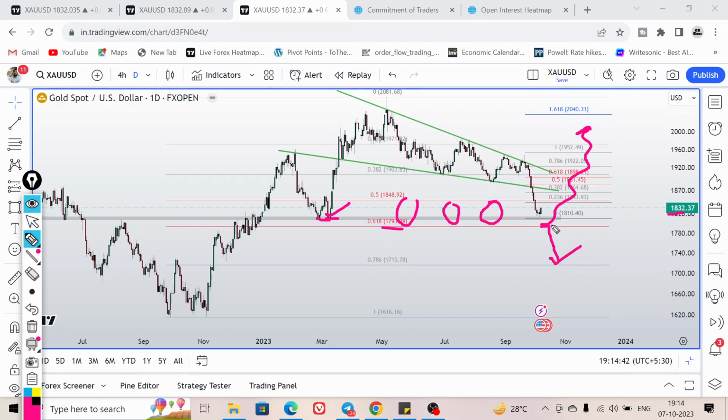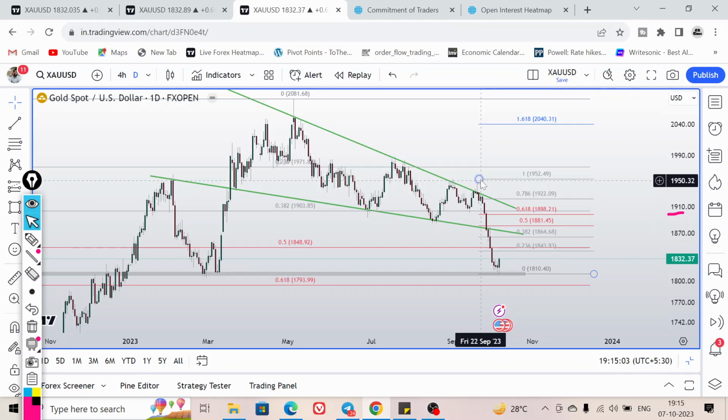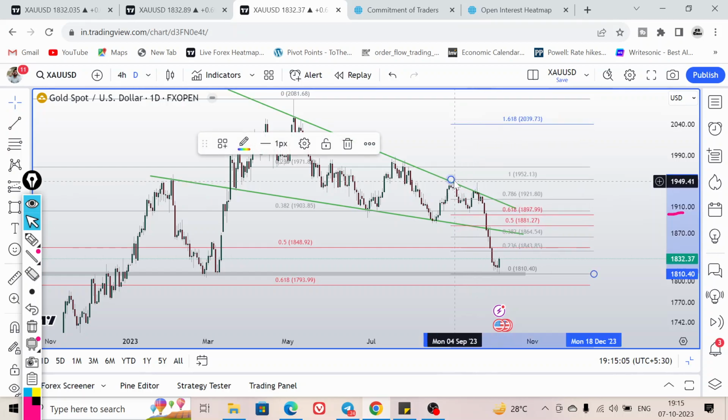So we can expect decline only on the breakdown of this level. But overall the structure on the daily is still on the bearish side. To reclaim the bullish territory, I think we have to break above at least this cycle. If we check the recent decline cycle from 1952 to 1810, this is the most important area now.